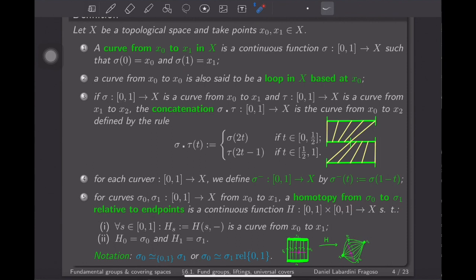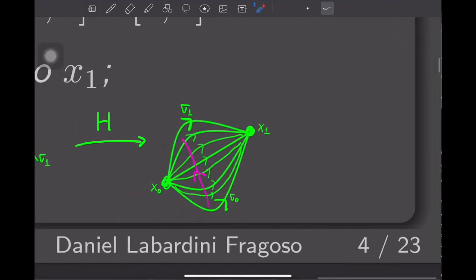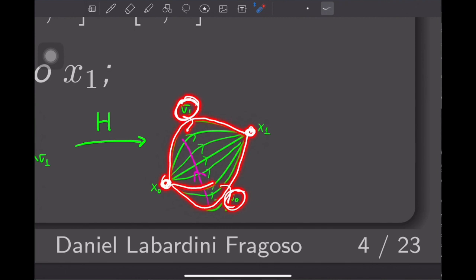what I want to capture with the definition is somehow this picture, which is that you see I have my two curves, and somehow first of all I assume that they are curves from x0 to x1, and I want the notion of homotopy to capture the idea that sigma naught be deformable, continuously deformable, to sigma 1, and that in each step of the deformation one has a curve again from x0 to x1.